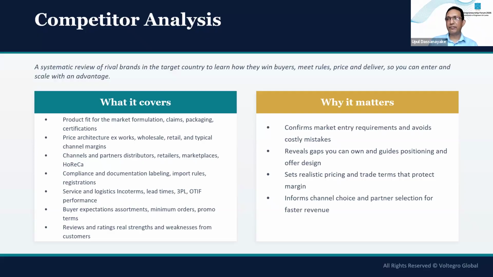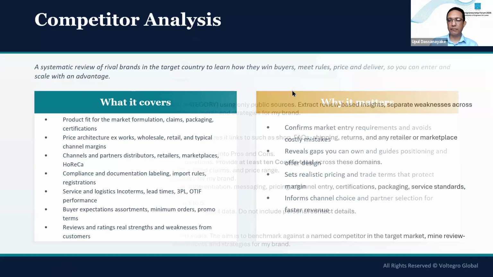If your inputs are proper or right, then you will get the expected output. But if you don't know what input you need to give to the system, then you can't expect the right output. That is why prompting is very, very important. So I'm going to give you a prompt to do this analysis. First I'll show you the framework.